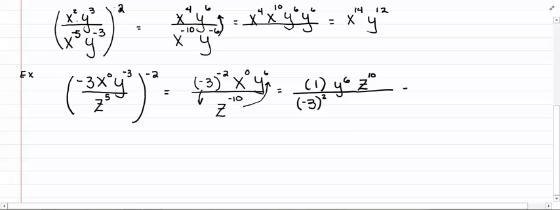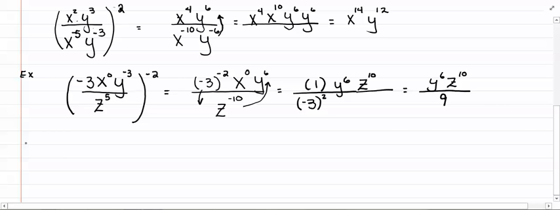And then simplify. So I end up with a negative 3 times negative 3 is positive 9 on the bottom. I don't have to write the 1 in. I can if I want. You don't have to, though. And then this would be your final answer.